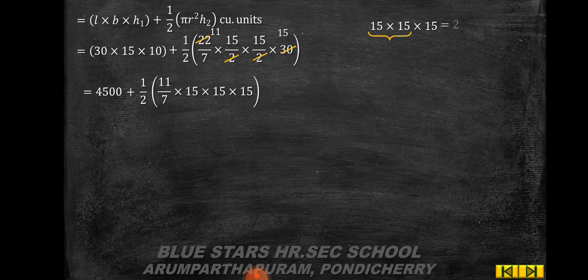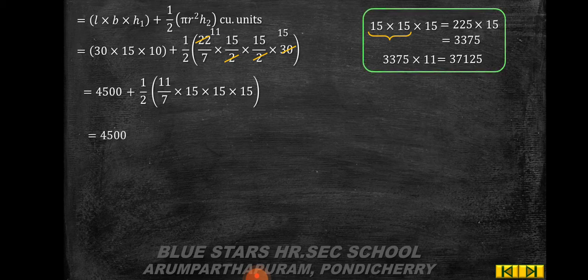So 15 square is 225 into 15. You get 3375. So 3375 into 11. You get 37,125.